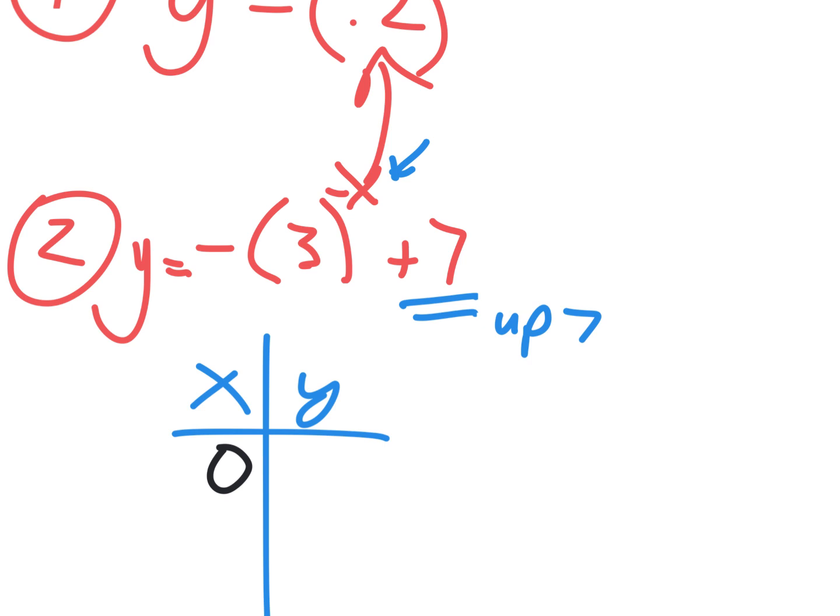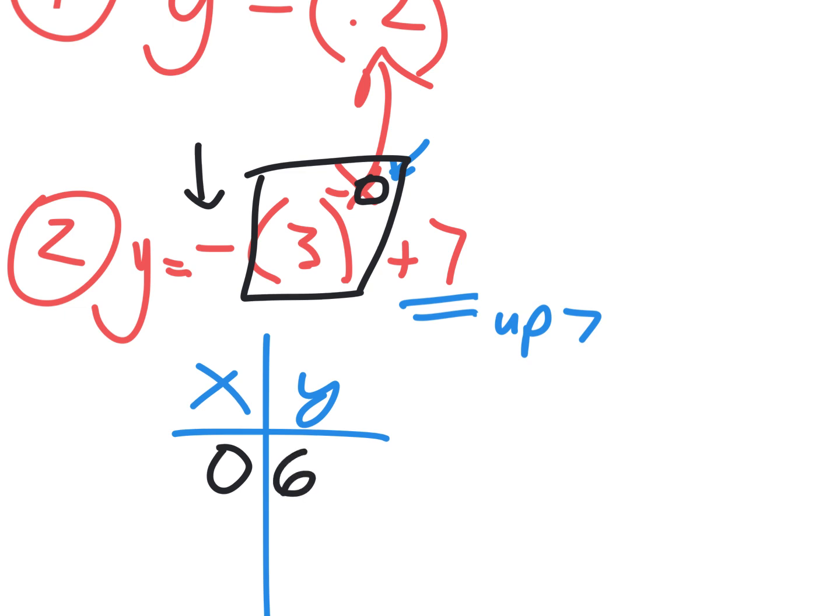If I put in 0, this becomes 0. Anything to the 0 is 1, but this negative is still negative. Yeah, this part's 1. So, what do you think? 0 gives us, Rena, what do you get? 6. Correct, 0, 6.